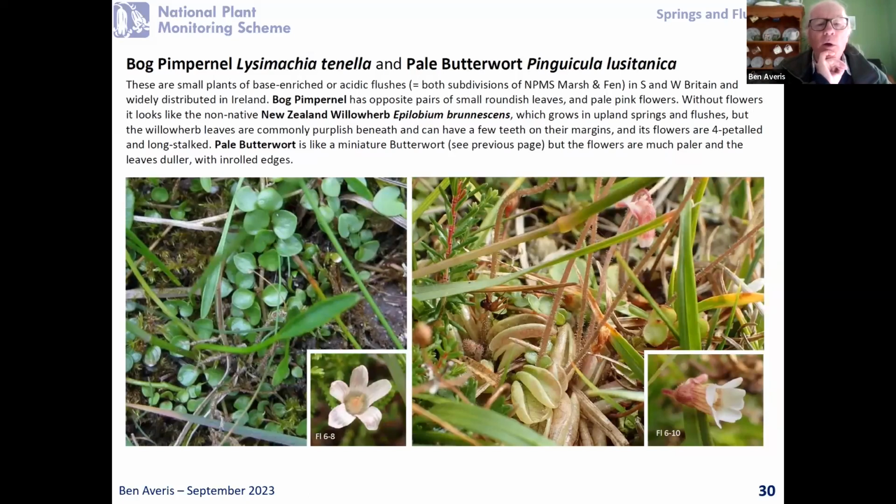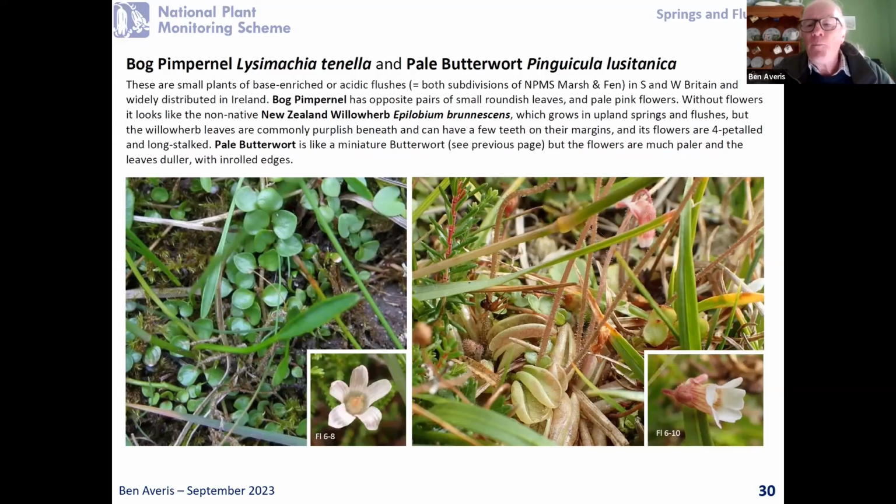These things are much smaller. The bog pimpernel is a low trailing thing with little roundish leaves in opposite pairs and little flowers, but relatively large compared with the size of the leaves. Little flowers with 5 petals, whitish to pale pinkish. It likes a neutral to slightly base enriched flushy bit of ground.